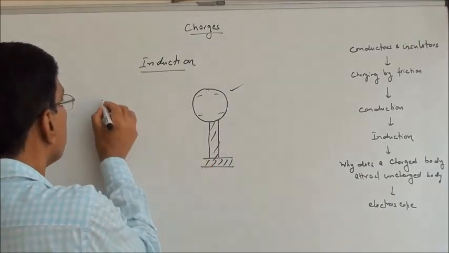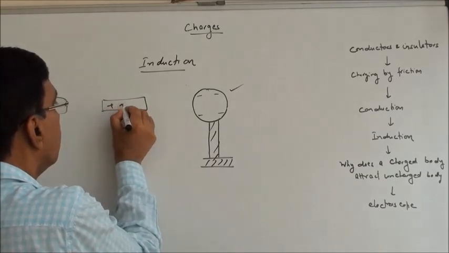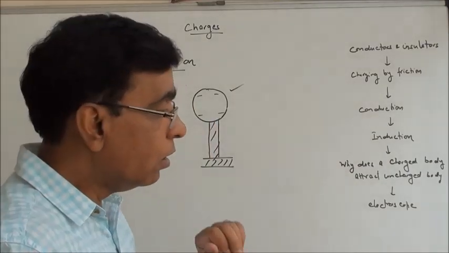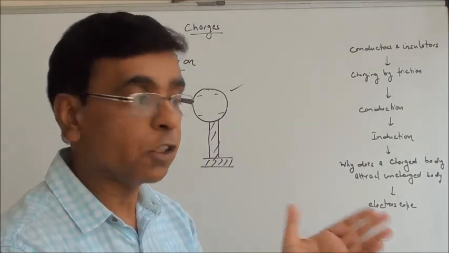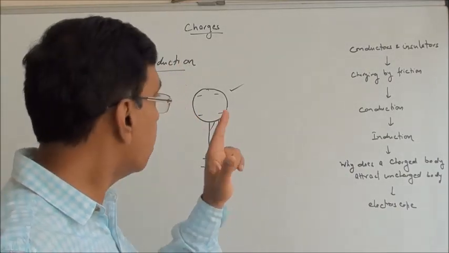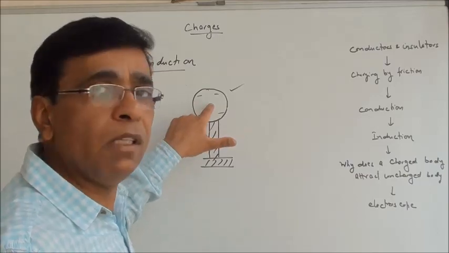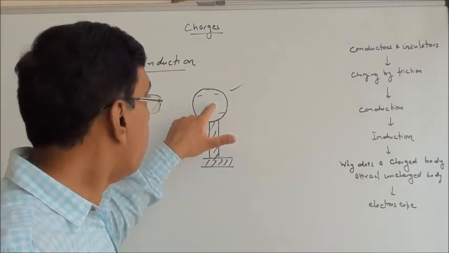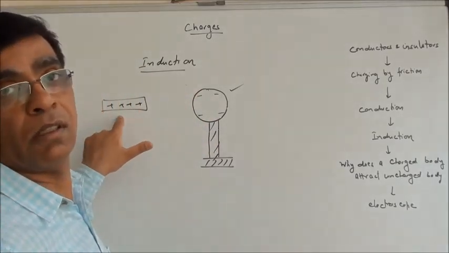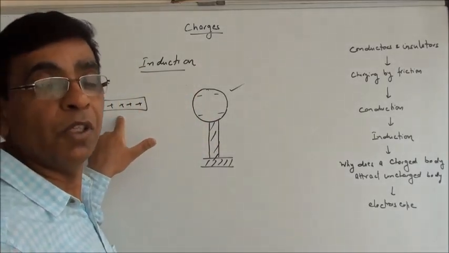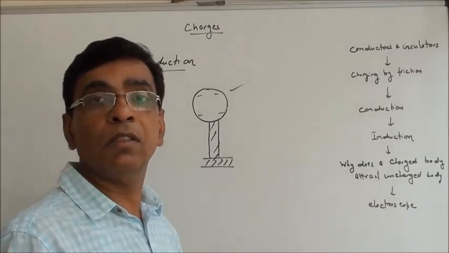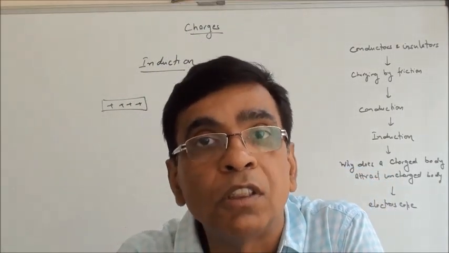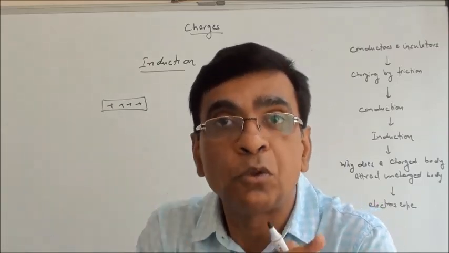We had plus charge on the charging body, and we got negative charge. Now see the difference between conduction and induction. Here there is no touch. Another thing, the body that is getting charged actually gets charged opposite to this charge. So in induction, the charge acquired by the body is always opposite to the charge on the body which has been used to charge it.